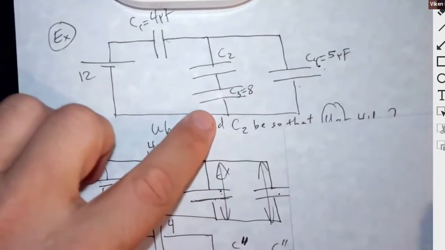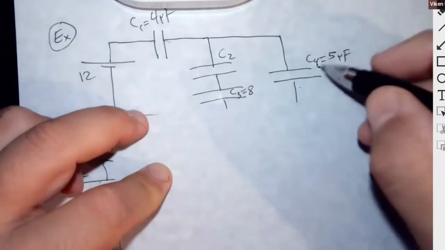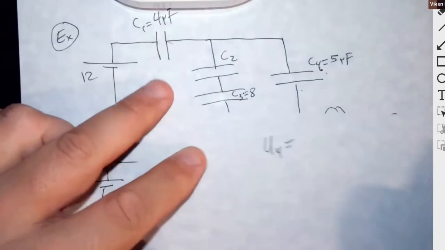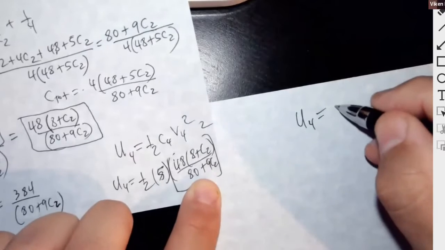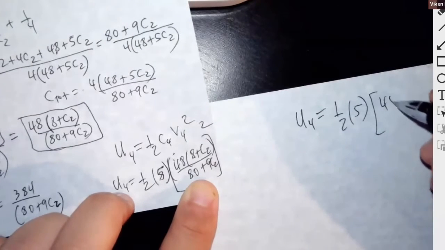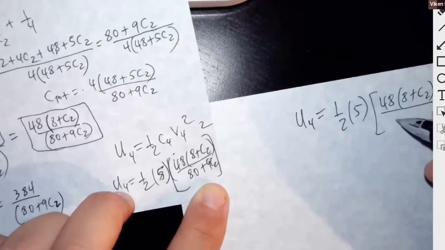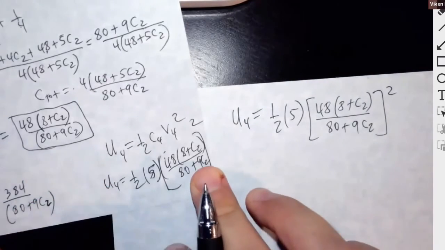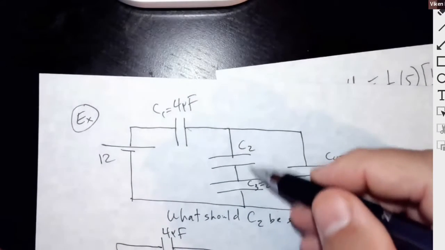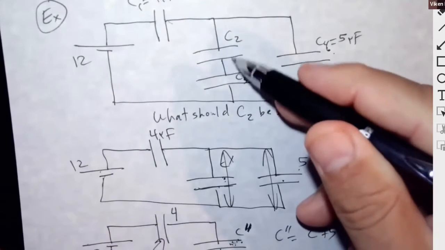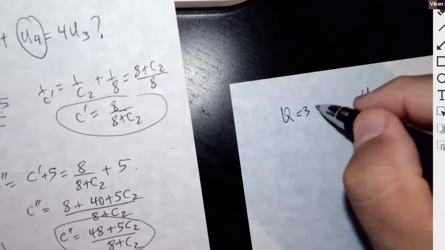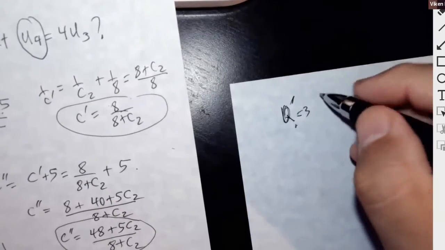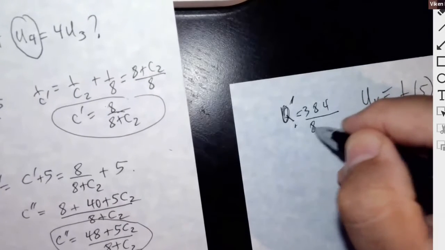So this is my original problem. Okay, so then I've got the energy of this one. I've got an expression for it, and that's this one right here. So let me just write that here: 1/2 times 5 times 48, 8 plus C2. Now I've got an expression for the charge of this one, right? Because I found the charge of this one, and that's the same as the charge of that one. So that one is the 384. I can call that Q prime, and that's the 384 over the 80 plus 9C2.